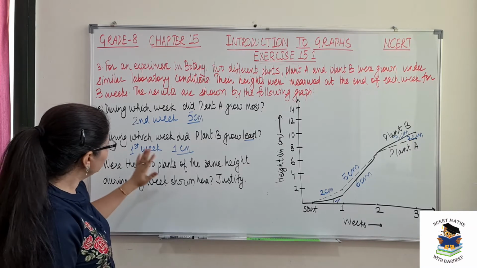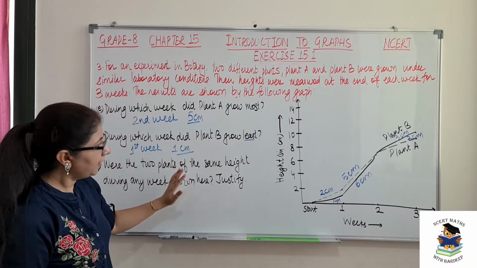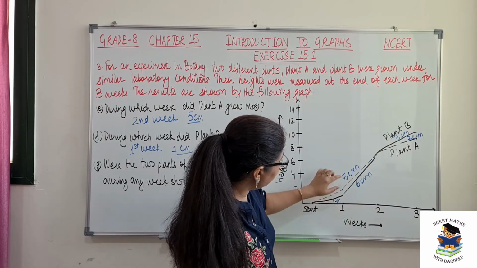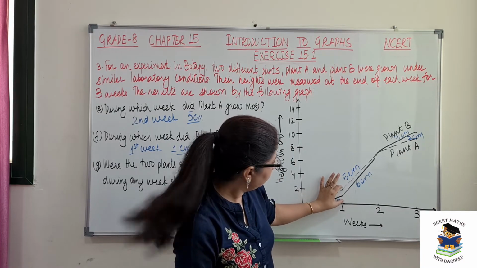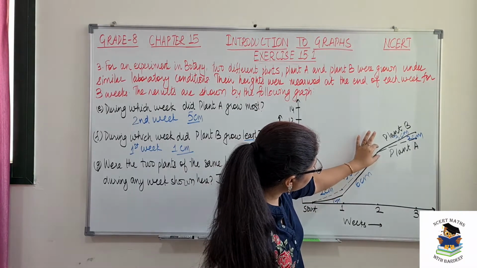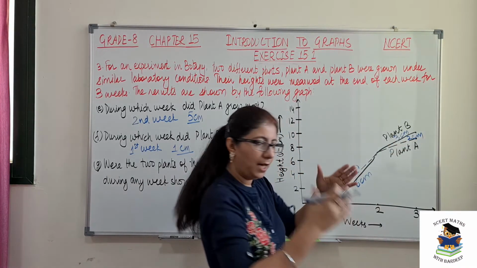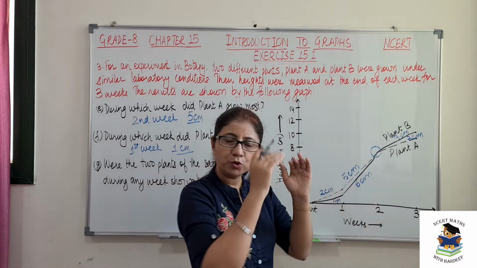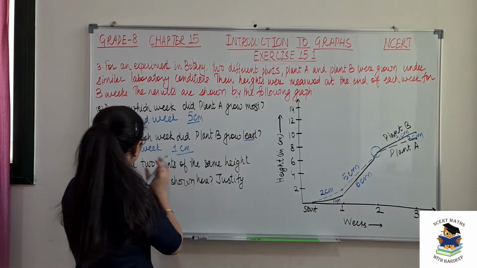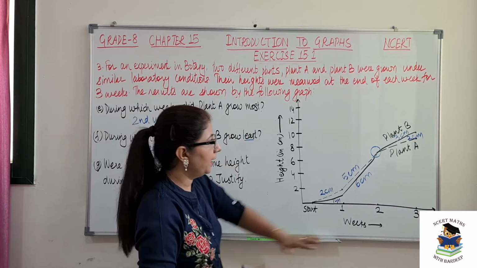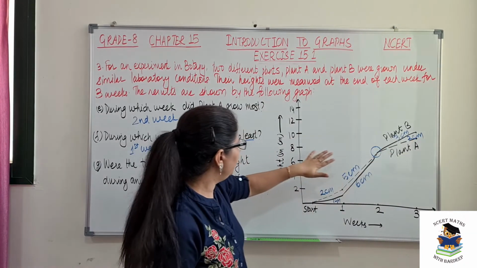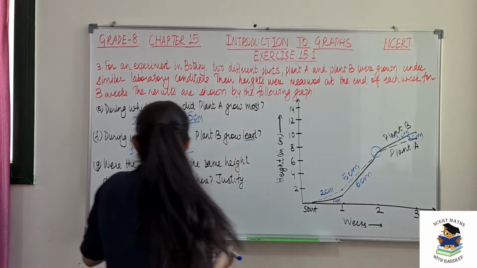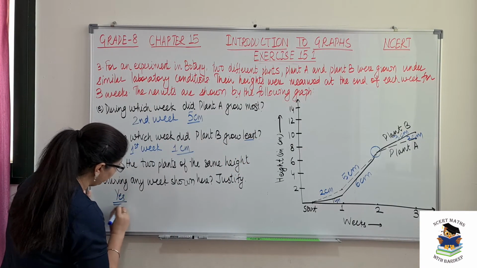Next is, were the two plants of the same height during any week shown? So you will consider these two graphs and see that after 1 week these are two different heights. During second week, both plants are intersecting or meeting at the same point. So this means that this value is common for both. Yes, they are of the same height during second week and height is 7 centimeter. So answer is yes, they have the same height.